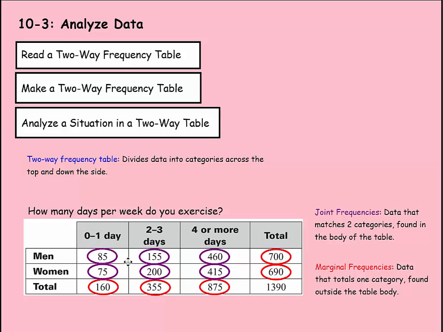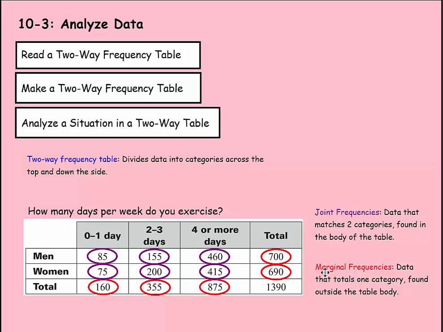You'll notice these 6 numbers are circled in purple. That's because they are joint frequencies. Joint frequencies are data that matches 2 categories found in the body of the table. For example, this 155 matches the men category, and it matches the 2 to 3 days. So there are 155 men that exercise 2 to 3 days a week.